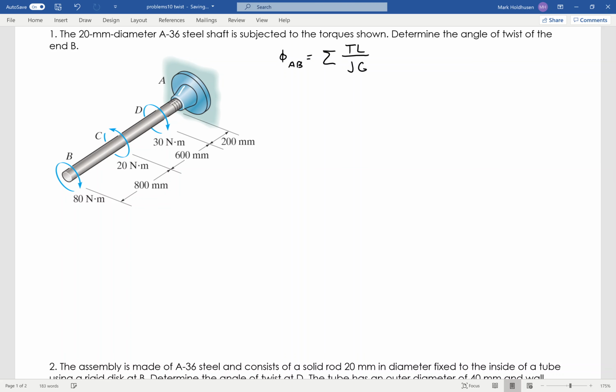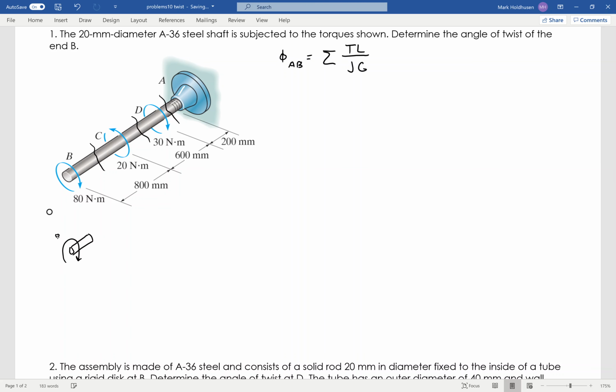So the first thing I need to do is find the torque in each section, which means I'm going to make 3 cuts, like so, find the twists in each one and add them together. Okay, so we'll start at the free end because then I don't have to find what the reaction at point A is. So I start with this guy, make that first cut.